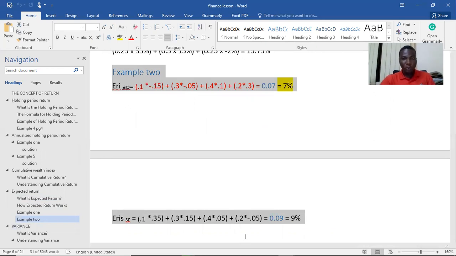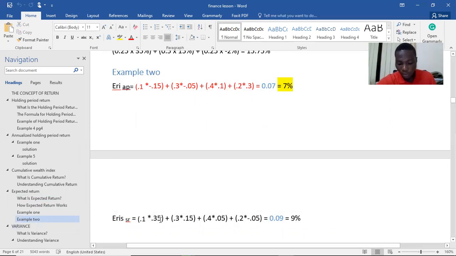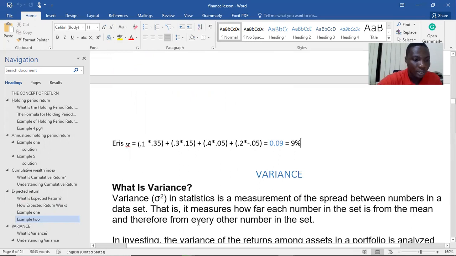So it's 0.1 by -15, 0.3 by -5, 0.4 by 10, 0.2 by 30. Give you one expected return. 0.1 by 35, 0.3 by 15, 0.4 by 5, 0.2 by -5. Give you another expected return, then 9 over here. Then they said the investment risk.